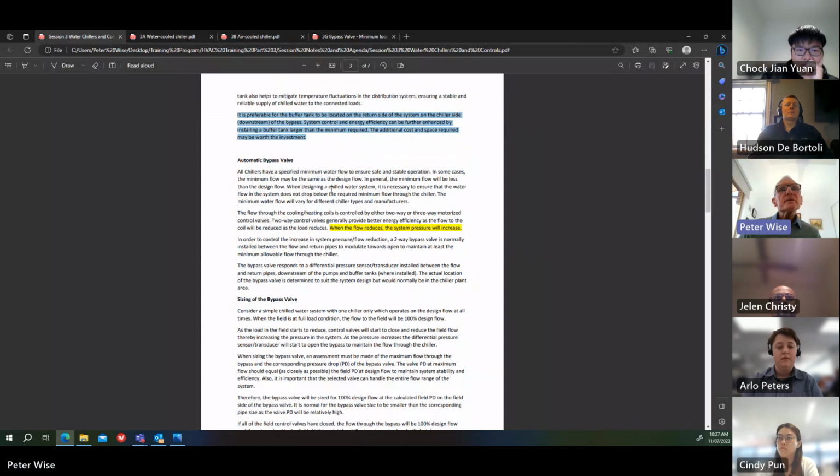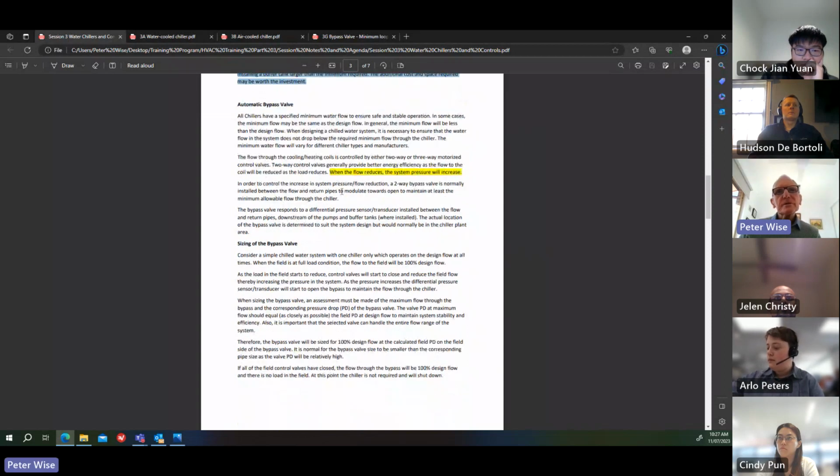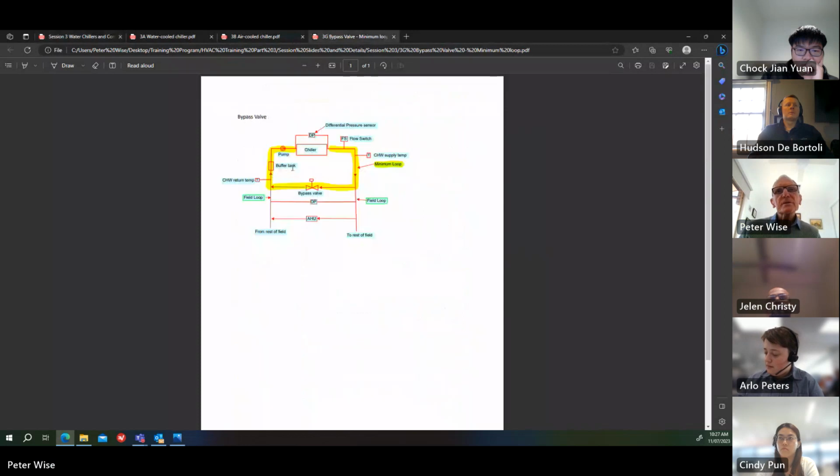Looking back at this little sketch, you can see where I've put the buffer tank there. The field is out here in the minimum loop, comes through the bypass, through the buffer tank and back to the chiller. So it's on the return side. Different people have different views on this. Some people might say, we want the buffer tank on the supply side. You can do that, but in my experience, it's better to have it there, and most manufacturers prefer it at the inlet to the chiller.